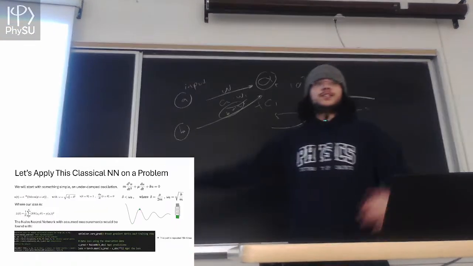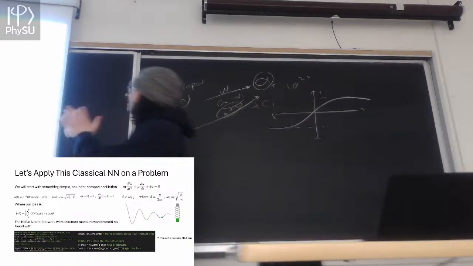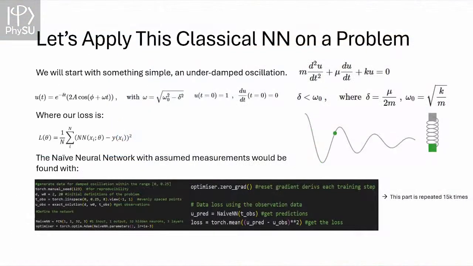So let's apply this to a classical problem, right? Because we're physicists. What do we even want to do with these neural networks? We want to get some actual results, right? So think about an underdamped oscillator. It's underdamped, not critically damped, so it's going to get damped over time. And we want to predict this as well as possible, right? So what can we do?